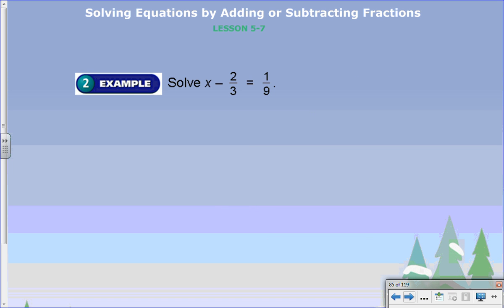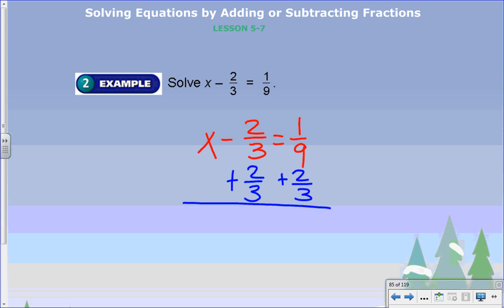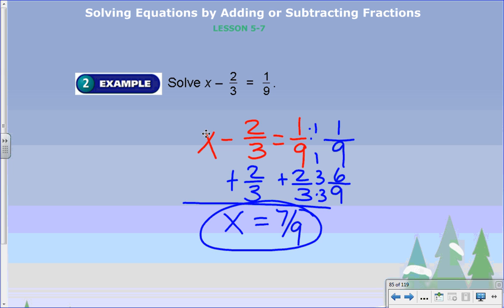So now it's your turn. I would like you to solve this problem just like I did. X minus 2/3 is 1/9. So pause me now. All right, let's check it. Well, of course, you'd add 2/3 to both sides. And you're left with x is, again, you need common denominators. Here, I'm going to use 9. And I get 1/9, and here, I times by 3, and I get 6/9. So 1/9 plus 6/9 is 7/9. X is the same as 7/9.